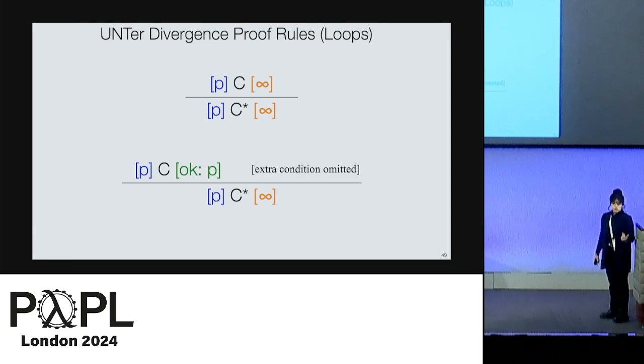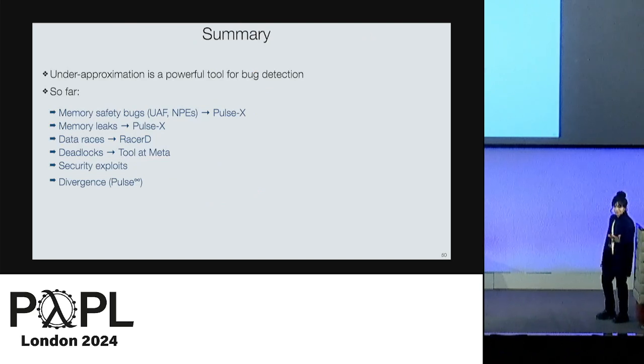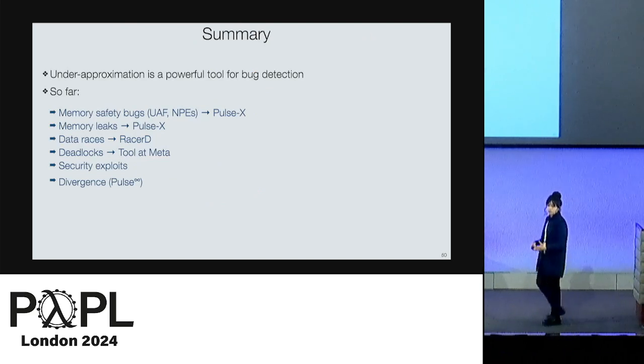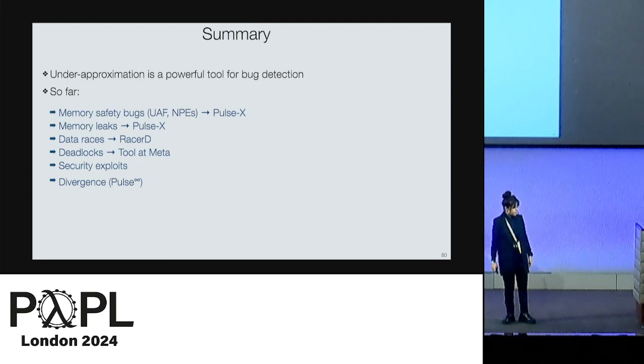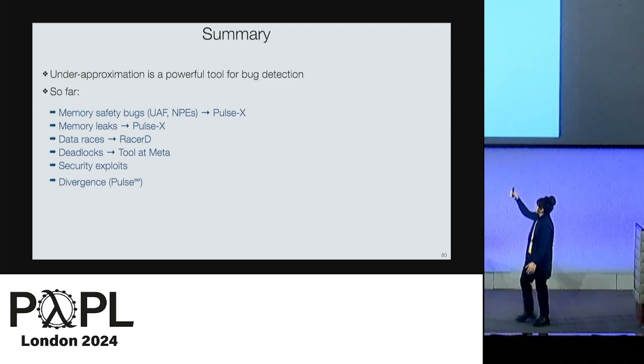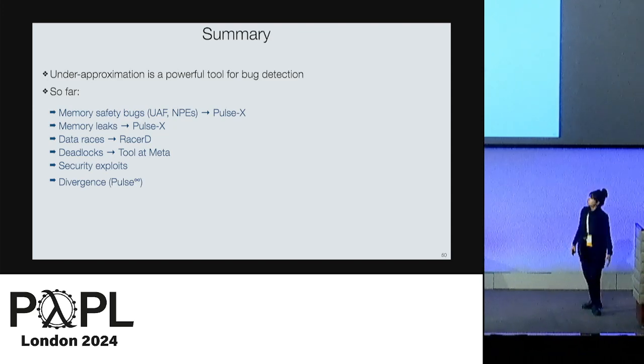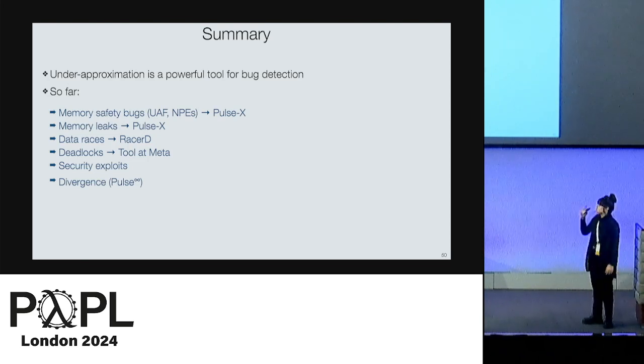And the results so far are very promising. So this brings me to the end of the talk. I've talked about under-approximation, the philosophy, and why it matters for bug detection. And so far, it has been very promising for us. We have pursued several directions for detecting memory safety bugs, use after free, null pointer exceptions. This was in PulseX. Memory leaks, also included in PulseX.